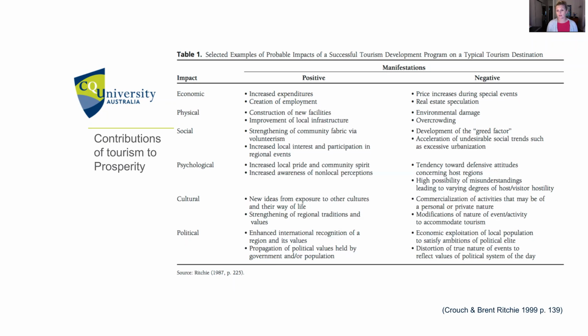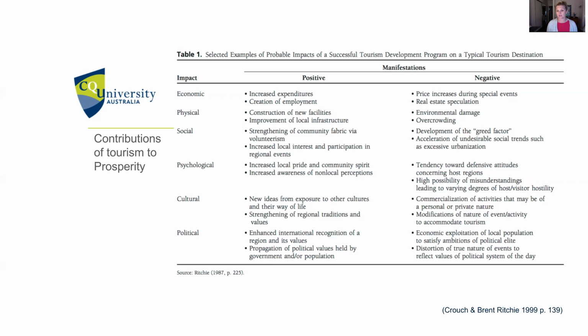Modifications of nature of event and activity to accommodate tourism. So, you know, you may have a ceremonial slaughtering of a pig and you realise a lot of tourists don't find that very tasteful. So all of a sudden the pig slaughtering aspect of your festival drops away, and that is a modification and a change that you may not actually really want. You may not want to lose that, and not only that, if you lose that, it may also lose its authenticity, which is a whole other aspect.